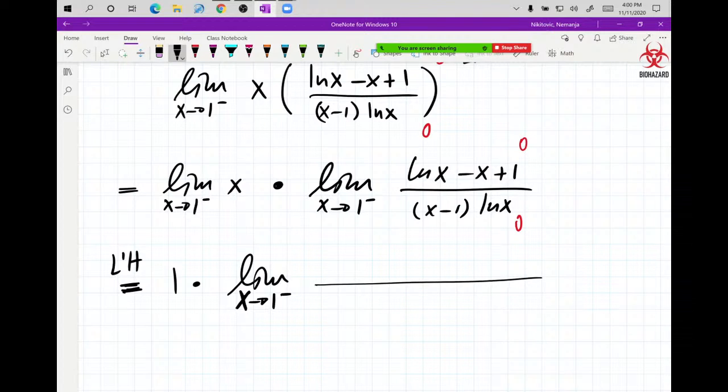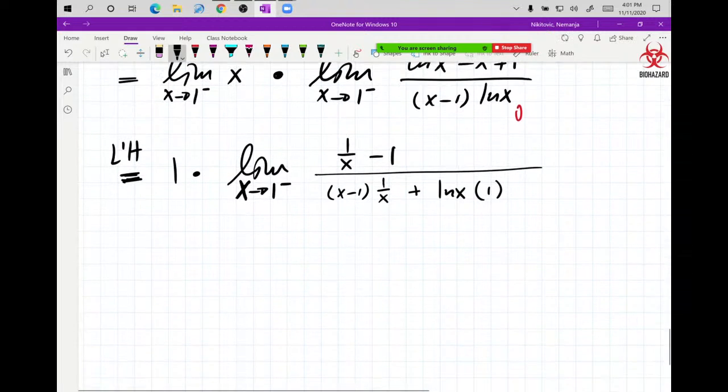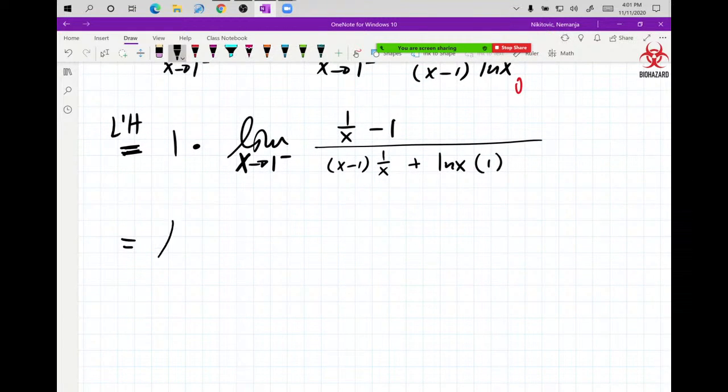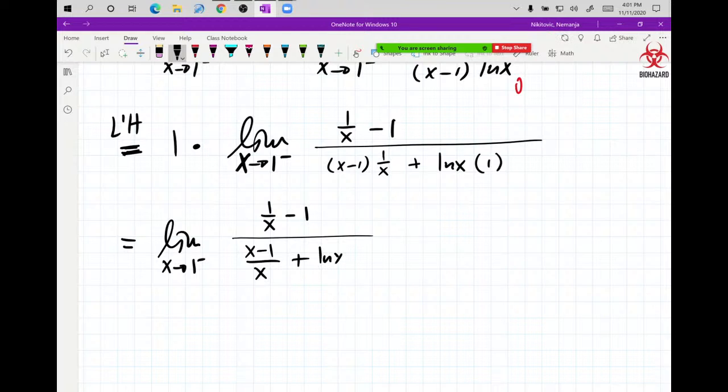And now we do these derivatives. So it's 1 over x minus 1 on top, and derivative of plus 1 is 0. On the bottom, we have a product rule. So copy the first times derivative of the second plus copy the second times derivative of the first. So this is 1 times limit is just limit. So x goes to 1 minus. And what I have here is 1 over x minus 1 divided by x minus 1 over x plus ln x.